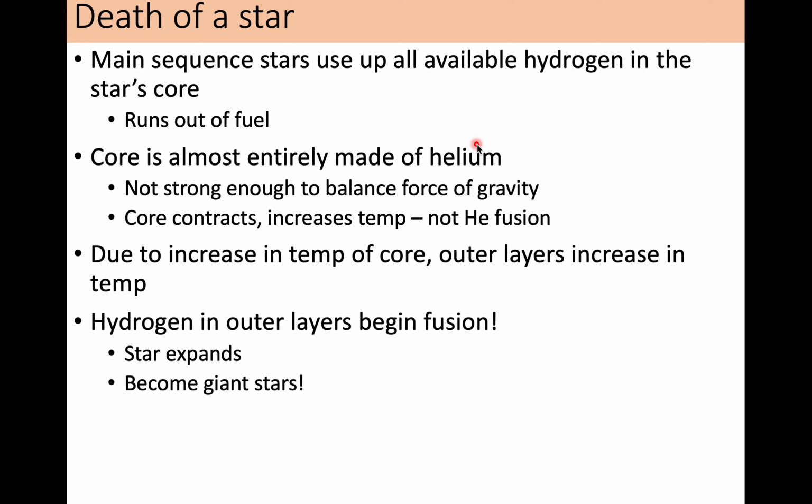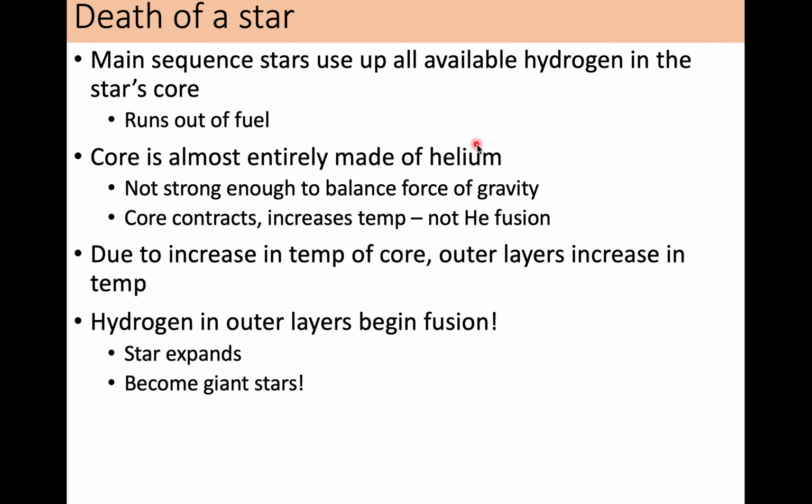So we consider the death of the main sequence to be when that star uses up all of its hydrogen in its core. The hydrogen within the core of the star is its fuel. When it runs out of fuel, the star is no longer main sequence, and that means that the core will be almost entirely made of helium instead of hydrogen. Now, it's a lot less helium than there was hydrogen in terms of number of atoms.